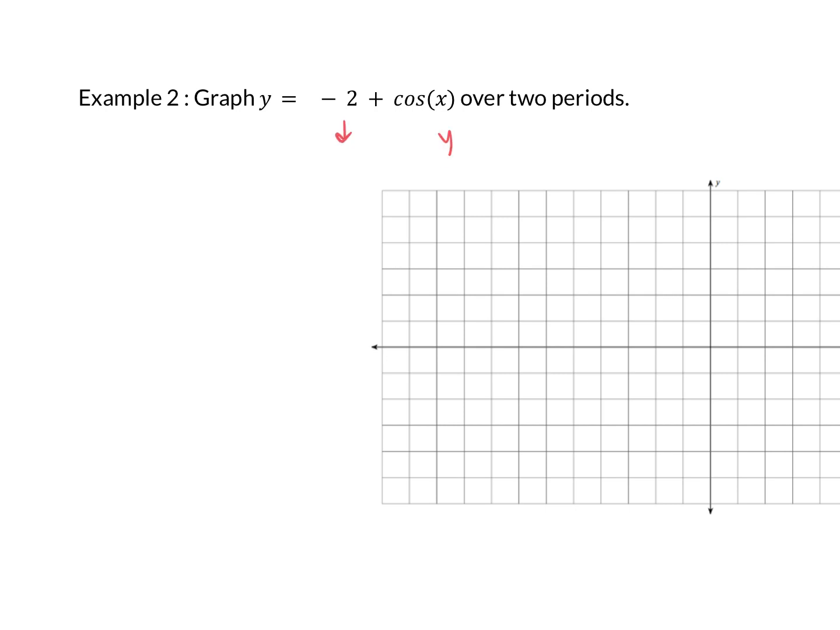Could I write it like this? If I wrote it like this, would it be easier for you to tell me what to do? It moves it down 2. Do you see how the -2 is not attached to the cosine? So it's not actually going to be a stretch and a flip. It is just going to be a vertical shift down 2.